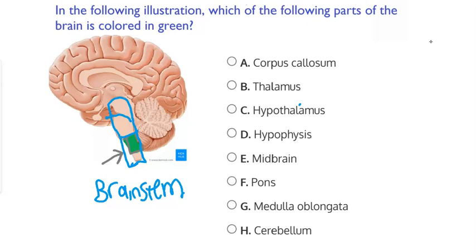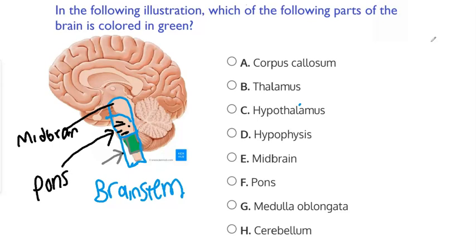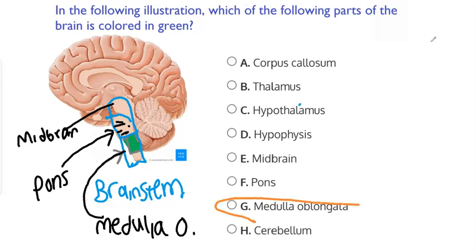The top part is known as the midbrain. So this would be the midbrain there. Then this next part, which sometimes in some diagrams you might see a little rugae, so it's a little rough there, that would be your pons section. And then the lowest part here is the medulla oblongata. And we can see that the medulla oblongata is listed as choice G.